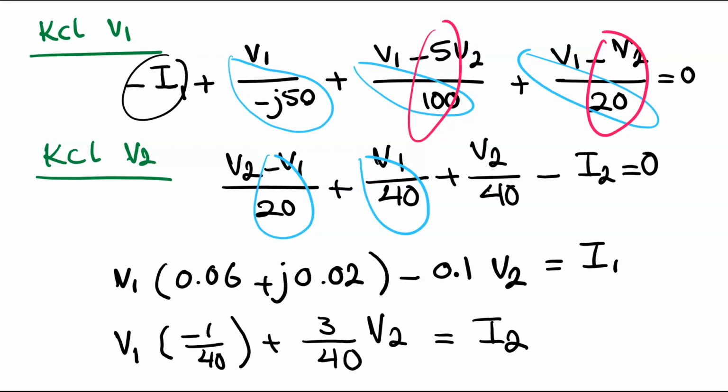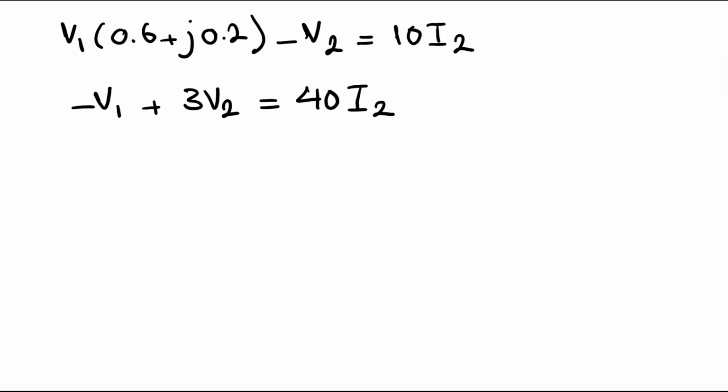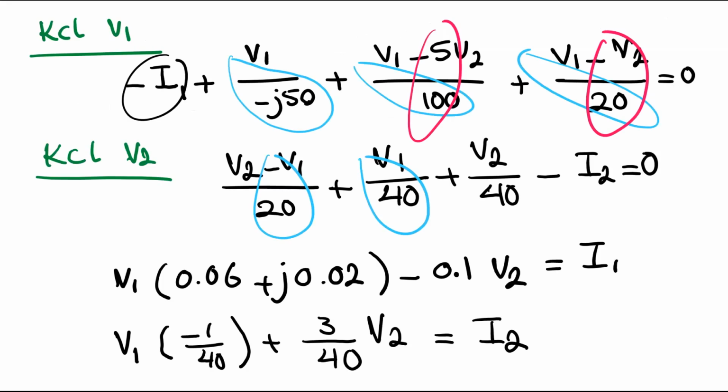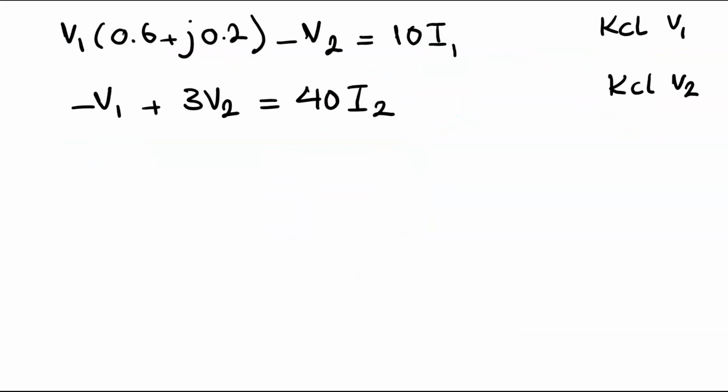So I'm going to write these two equations one more time on the next slide. So these are my simplified equations for KCL that I have for V1 and the KCL that I have for V2. What I did is that I multiplied the first equation by 10, so it simplifies a little bit, gets rid of the coefficient of V2, and makes it easier to work with the numbers that I have in parentheses for V1. And for the second equation, I've multiplied everything by 40, so I have minus V1 plus 3V2 equal to 40 I2. So here I have my simplified equations.